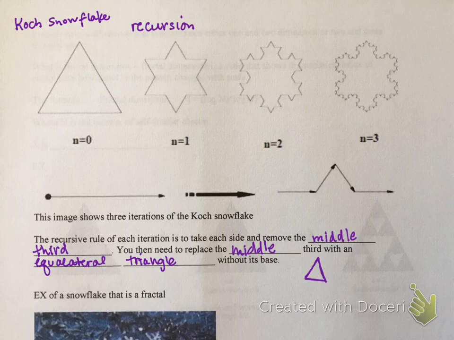So, for instance, if we have a triangle and we remove the middle third, like I'm just doing on one side of it, and then I replace it with an equilateral triangle missing its base, I get a shape that looks like this. So if I do the same process to the base, and take out the middle third of all the sides, that's how I get to the next iteration. So I keep on doing this to every single side, and that's how I go from one iteration to the next. I'm going to go ahead and erase that. And that is known as the Koch snowflake.